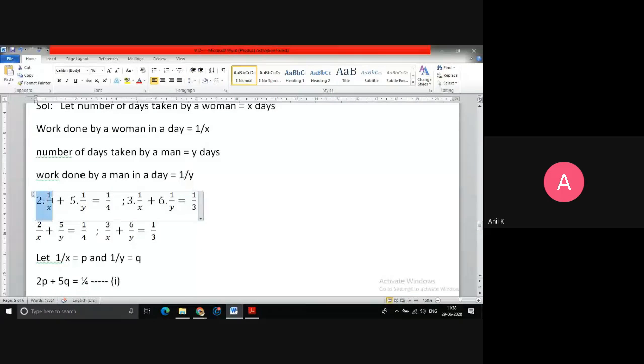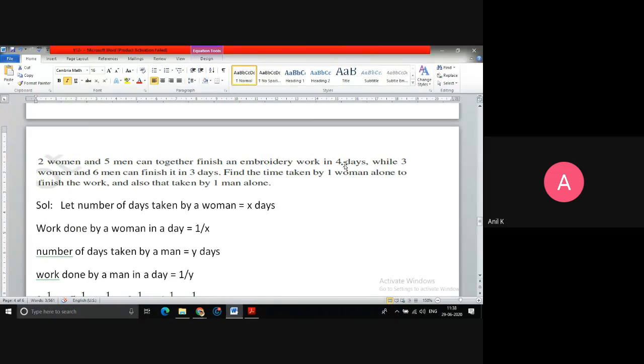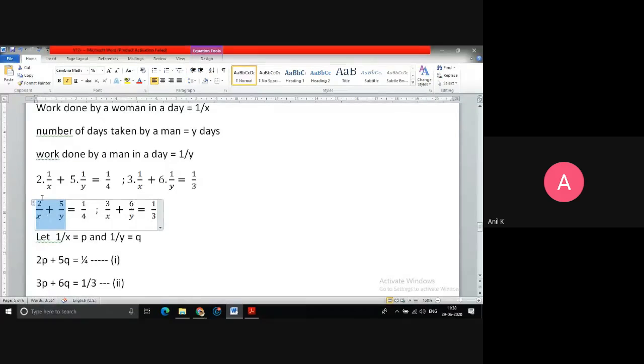So here I have written 2 into 1 by x, where 1 by x is per woman. There are 2 women, so 2 into 1 by x plus 5 into 1 by y. So by adding them, what do you get? 2 by x is the amount of work done by 2 women in a day, plus the amount of work done by 5 men in a day, will be equal to, now the total days they have taken is 4 days, but here the LHS is talking about 2 by x plus 5 by y. This is the work done in a day only: work done by 2 women in a day plus work done by 5 men in a day.